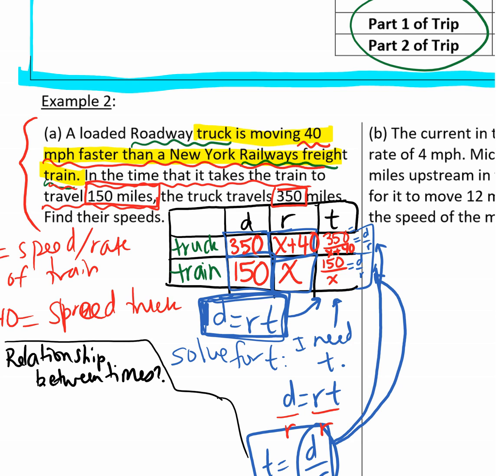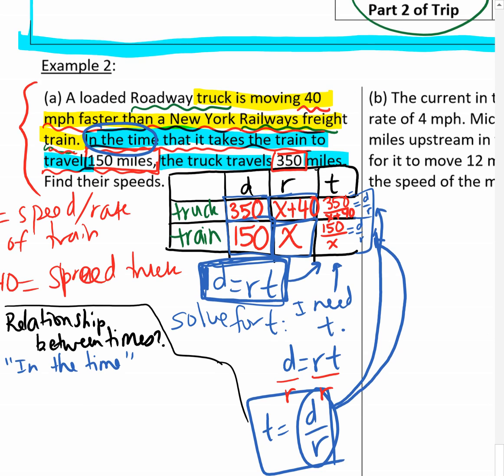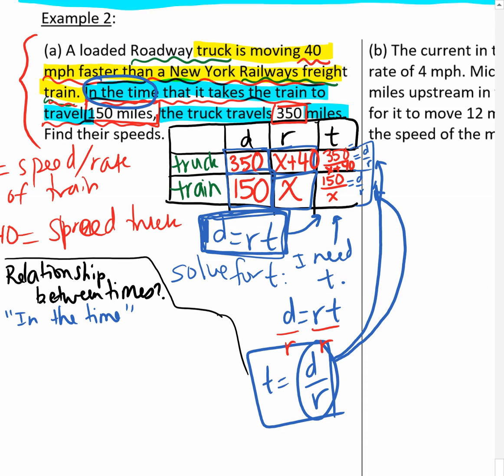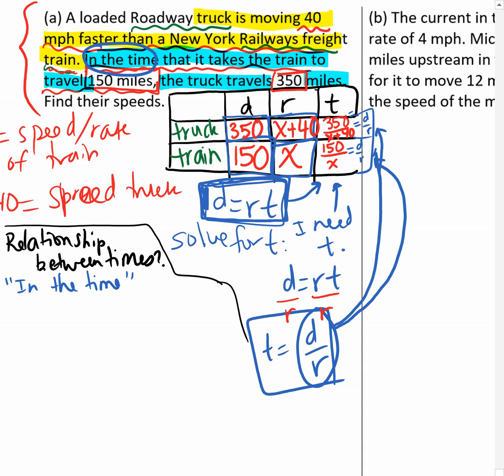They said the loaded railway truck is 40 miles an hour faster. Okay, that has nothing to do with the times. That's the rates, so that's not going to help. But then notice in the second sentence, right off the bat, they say, in the time that it takes the train to travel blah blah blah, the truck travels blah blah blah. So I think those three words, in the time, imply the times are equal. So basically they're saying, when one of them travels 150 miles, the other one travels 350 miles in the same amount of time. Same time.